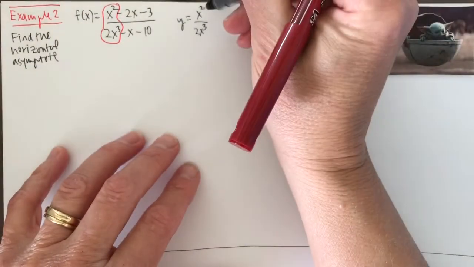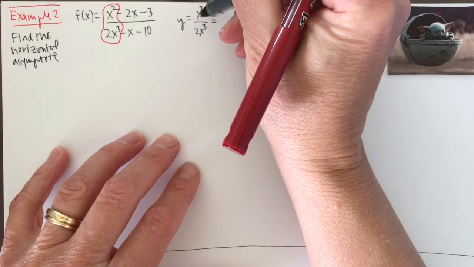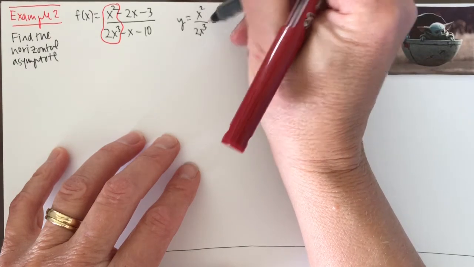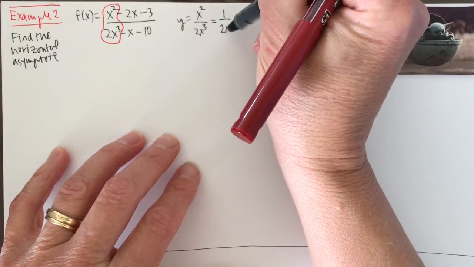So if we're looking at something with just those two leading terms, what would that look like? We have x squared here, x cubed here. We can cancel two of the x's on the top and the bottom. A 1 gets left behind here. And we have 2 over x.